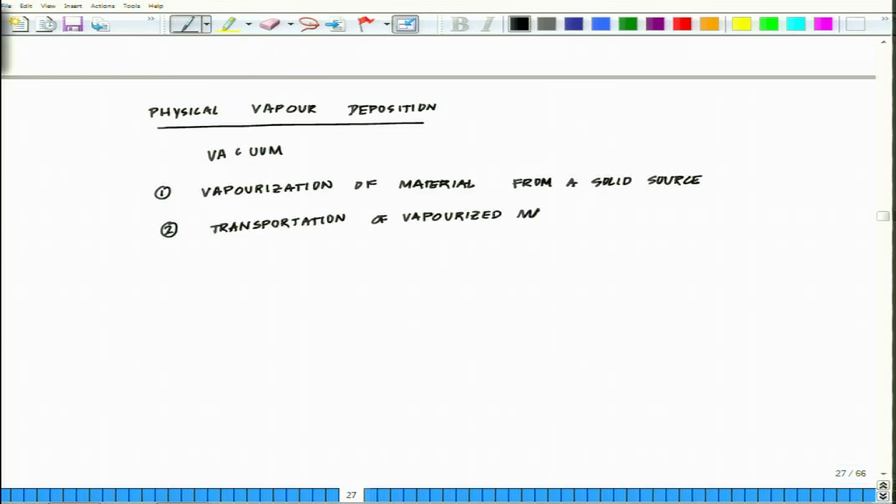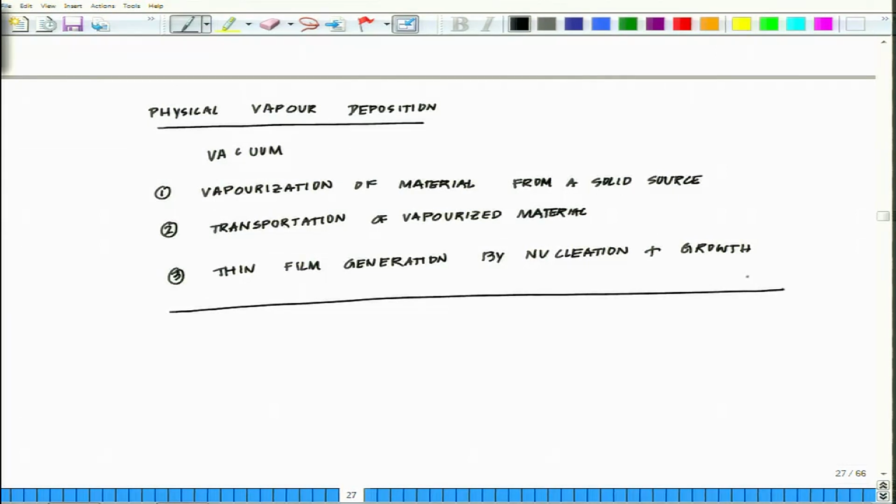This is step 2, and the third step is nucleation and growth to generate thin films. So the whole area of thin film generation by nucleation and growth is dependent on these kind of physical vapor deposition.